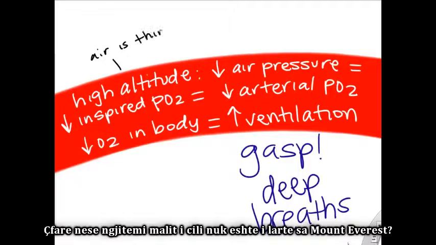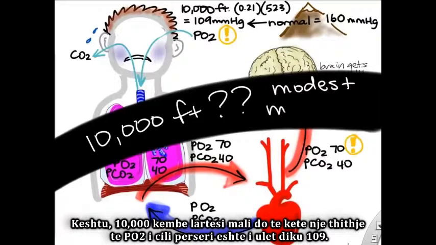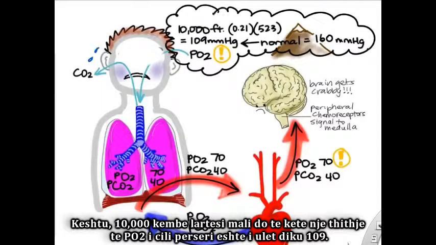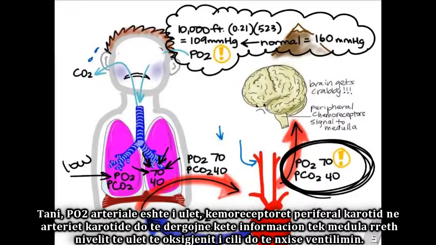What about if you climb a mountain that's not quite as high as Mount Everest, something you might find in Arizona or California? So a 10,000 foot mountain would have an inspired PO2 that's still lower, about 109. Once that gets into your lungs, the PO2 is about 70. So now our arterial PO2 is lower.